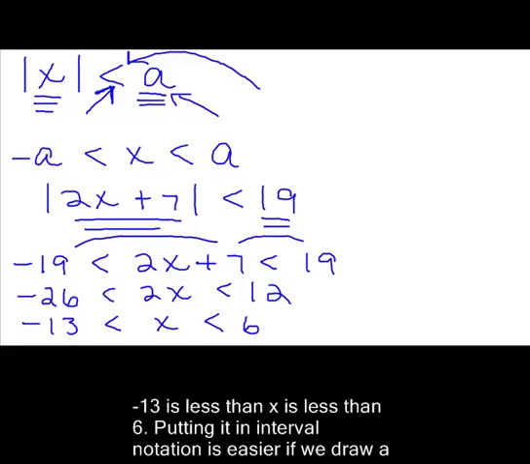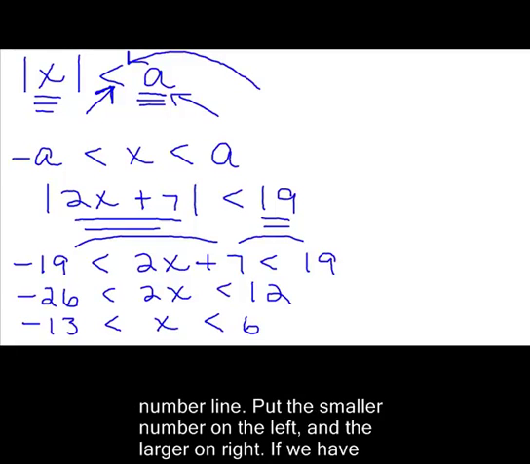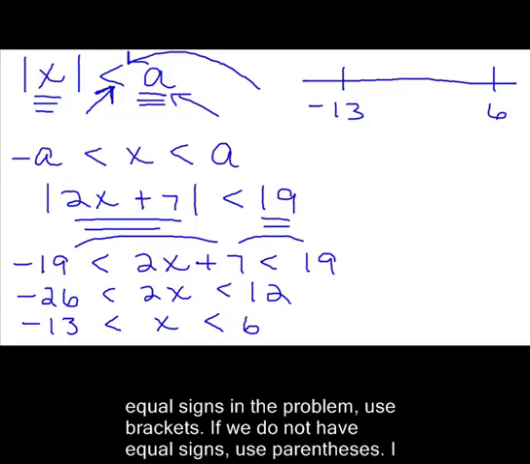Now, I also ask you to put everything in interval notation. Some of you had some trouble with the interval notation, so the easiest thing to do is, first of all, to put it on a graph. So, if I put my negative 13 on a number line, and I put my positive 6 on a number line, the smaller number always goes on the left, the larger on the right.